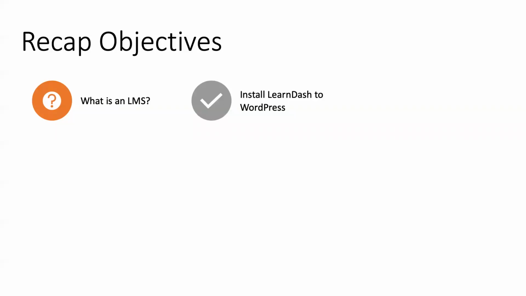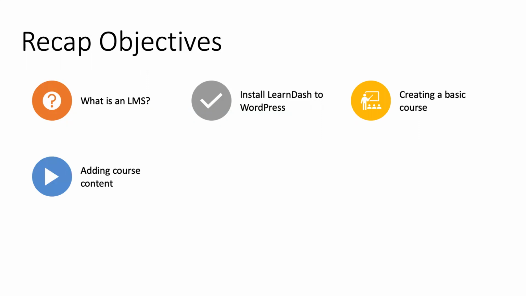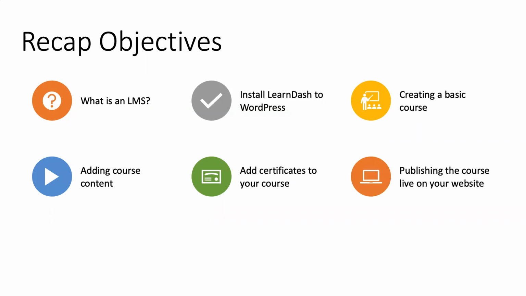So before we finish up with some Q&A, I just want to do a quick recap. We walked through what an LMS is. We talked about how to install LearnDash to WordPress. We walked through creating a basic course and adding content to that course. We added a certificate to the course, and I like that because it gives them a reward. You saw how excited I got. It gives them that reward when they finish the course and creates some gamification. And then finally, we published the course live and checked out K3S University.